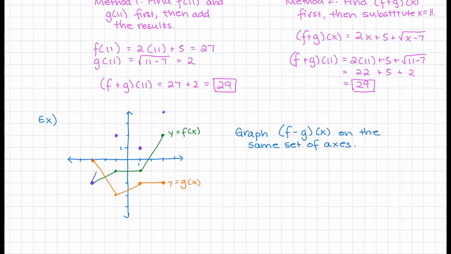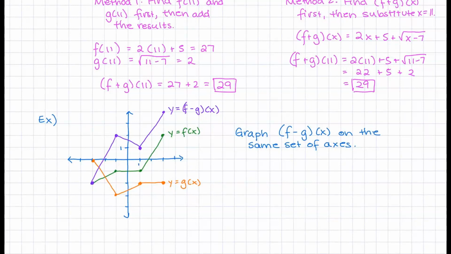So the purple ends up being y equals f minus g of x. So again, what we did, we wanted to find f minus g, which is green minus orange, but we're focusing on the output values. We're focusing on the y values. So green minus orange.